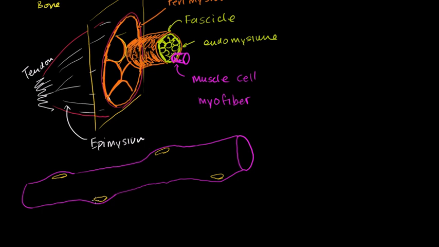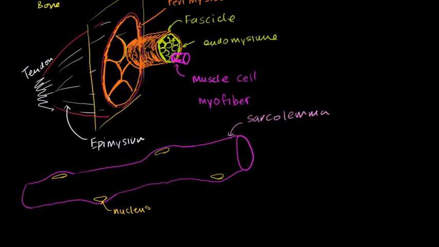But the nucleuses are right under the membrane of the muscle cell. And you remember what that's called from the last video. The membrane of the muscle cell is the sarcolemma. Sarcolemma, or sarcolemma, however you want to call it. These are the nucleuses.